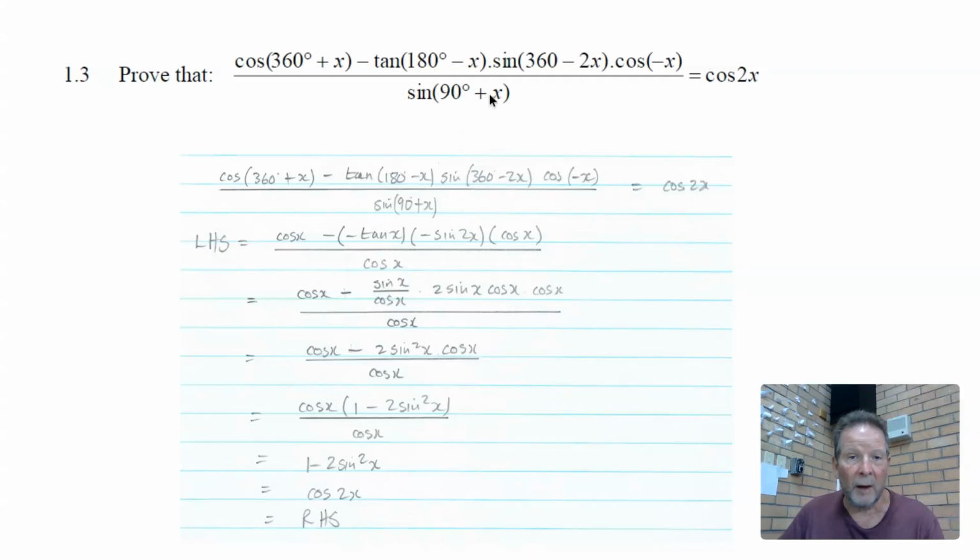And the sine of 90 plus x, that's the second quadrant, and it's a cofunction problem. So the sine of 90 plus x is the cosine of x. Well, there's the first steps, everything all done.